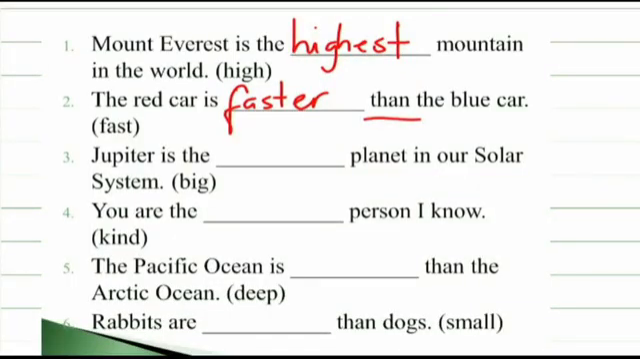Look at number 3 for me. Can you give me the correct form of the adjective there? Jupiter is the blank planet in our solar system. The answer is biggest. Why did you choose biggest? Because there are many planets in our solar system. There are more than 3. Right, approximately 8, right? Great.